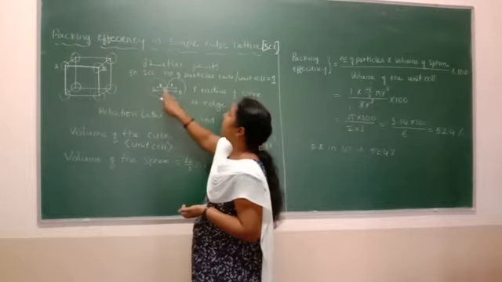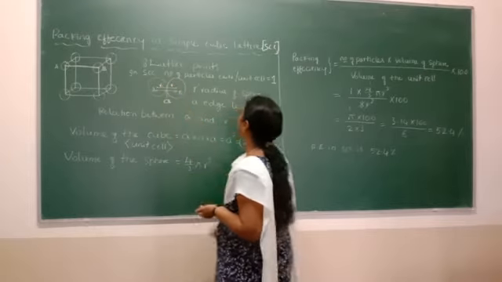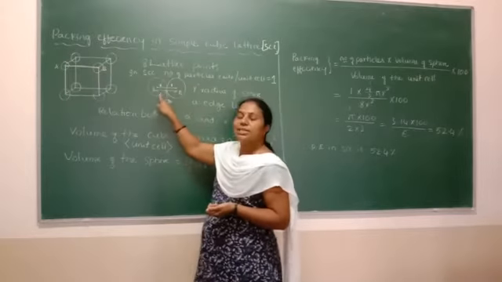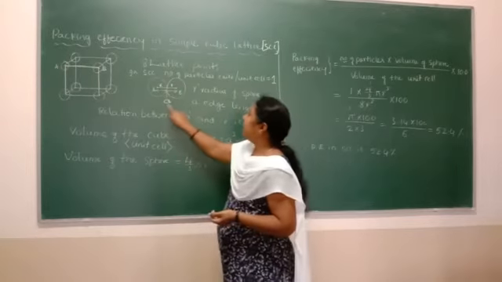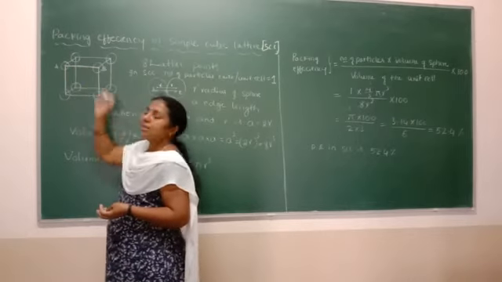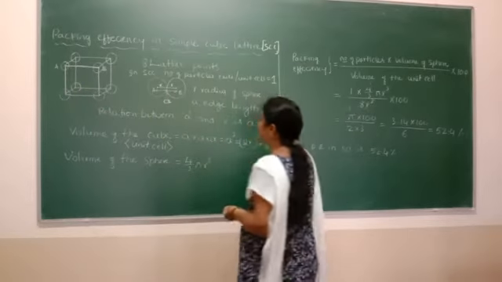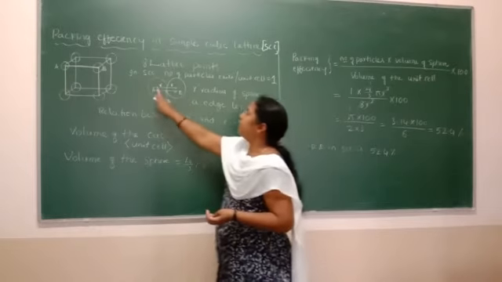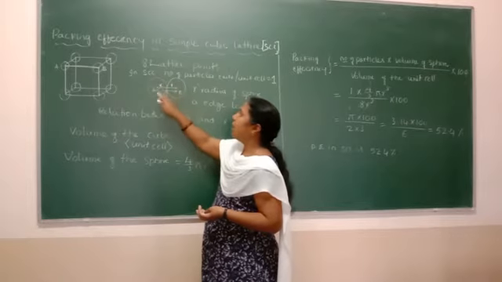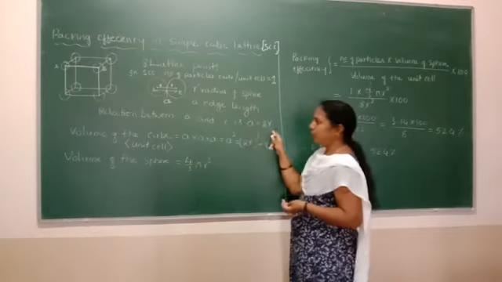The relation between a and R is going to be a is equal to R plus R, so a is equal to 2R. R being the radius of the sphere means each particle is represented in the form of a sphere, and a is the edge length. That means from one corner to another corner, the length can be taken as the edge length. The relation between a and R is found to be a equals 2R. That means from here to here is a, and the radius of each sphere is R. R plus R can be taken as a, 2R is equal to a, a is equal to 2R.